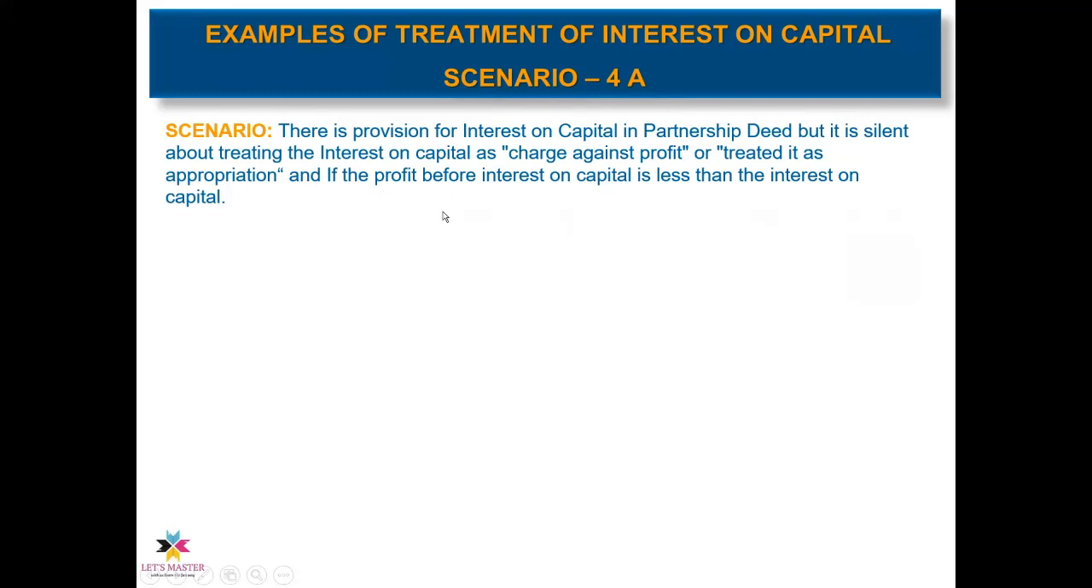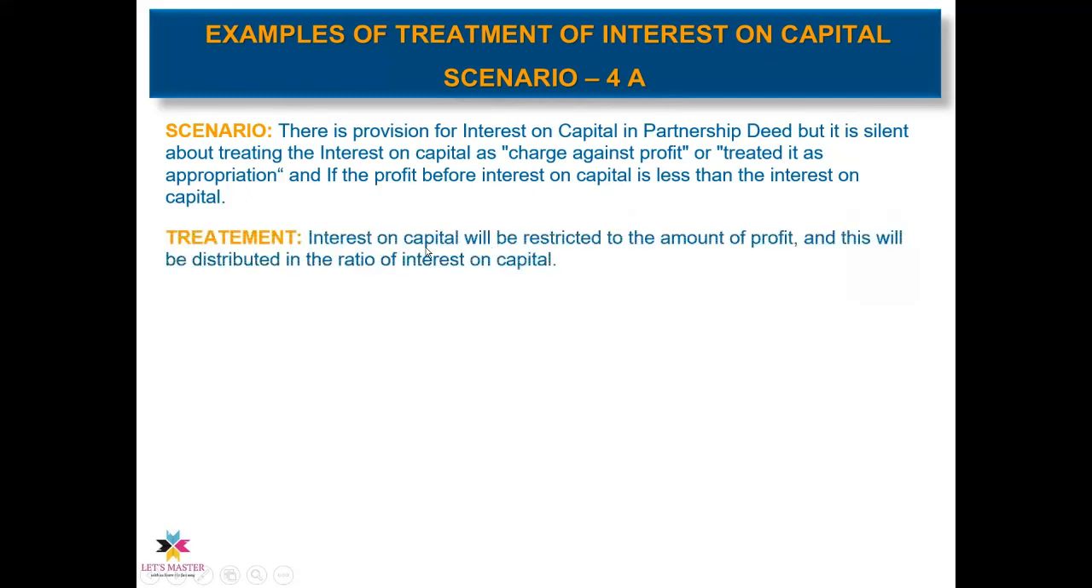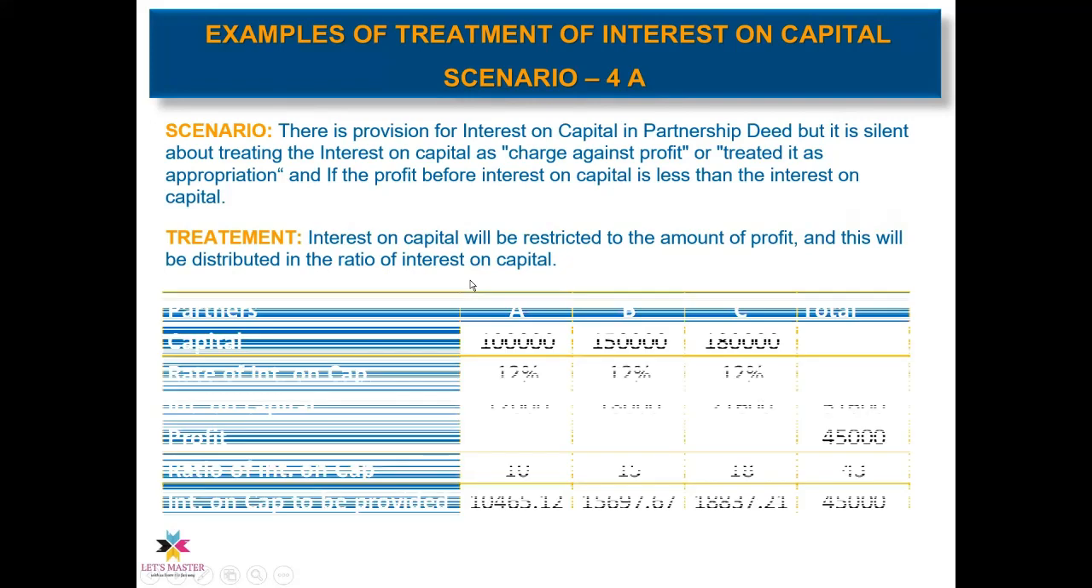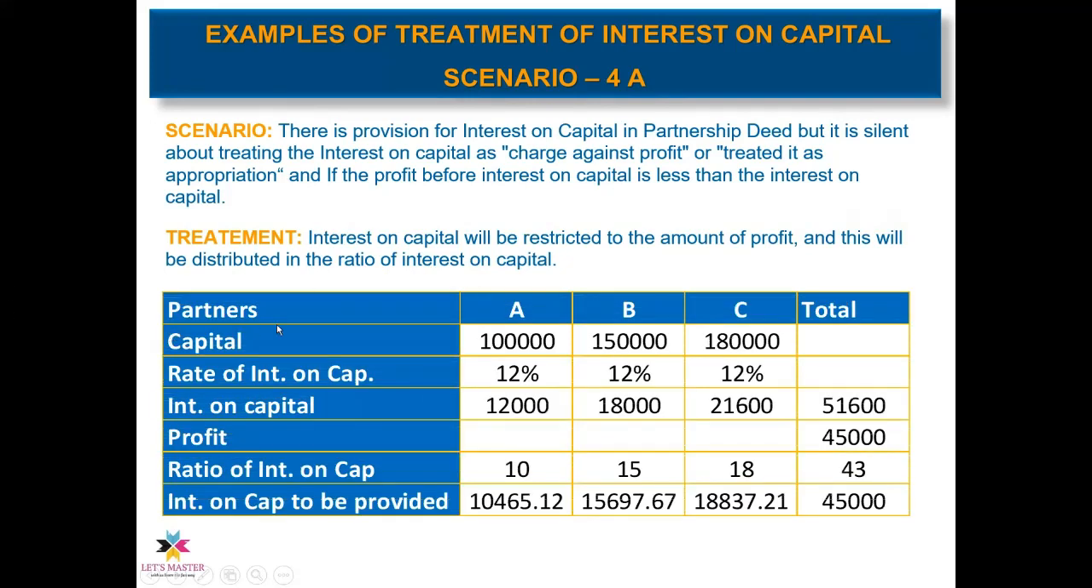And if the profit before interest on capital is less than the interest on capital, then what will happen? Interest on capital would be restricted to the amount of profit, and this will be distributed in the ratio of interest on capital. Let's see the calculation. There are 3 partners, that is A, B, and C. And these are the amounts of capital contributed by the partners.